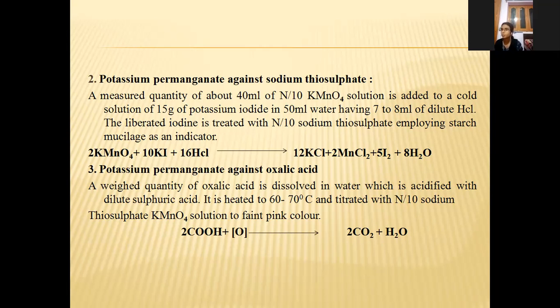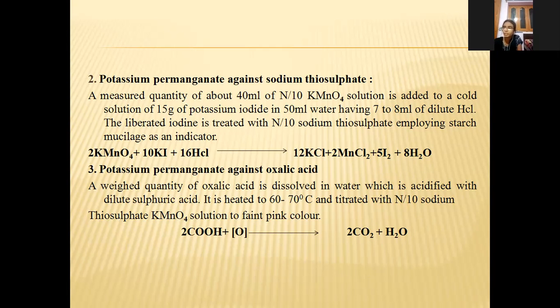So first we take 40 ml of potassium permanganate, 15 grams of potassium iodide, 50 ml of water and 7 to 8 ml of dilute hydrochloric acid. This solution should be titrated using sodium thiosulfate, with starch mucilage as the indicator.